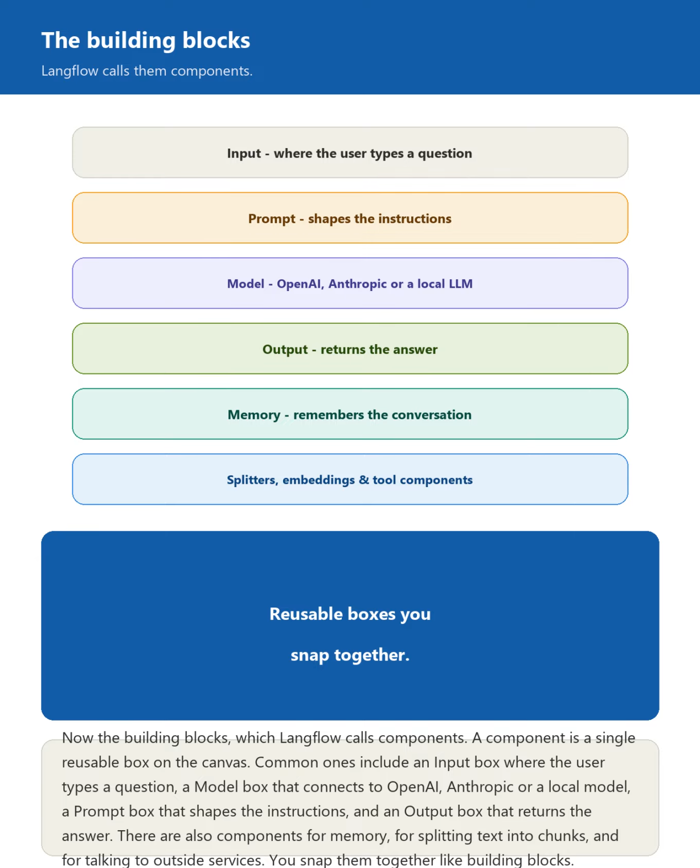Let us talk about the building blocks, which Langflow calls components. A component is a single reusable box on the canvas. Common ones include an input box where the user types a question, a model box that connects to OpenAI, Anthropic, or a local model, a prompt box that shapes the instructions, and an output box that returns the answer. There are also components for memory, for splitting text into chunks, and for talking to outside services. You snap them together like building blocks.